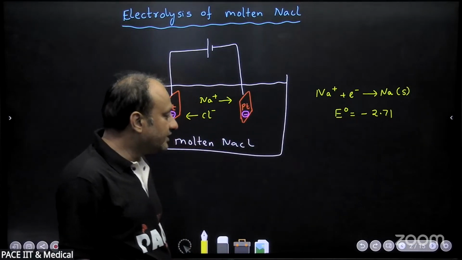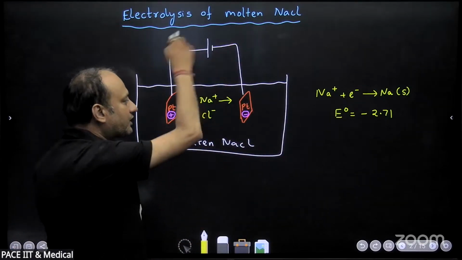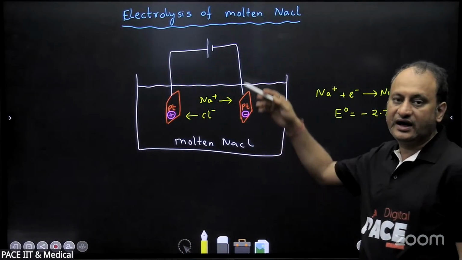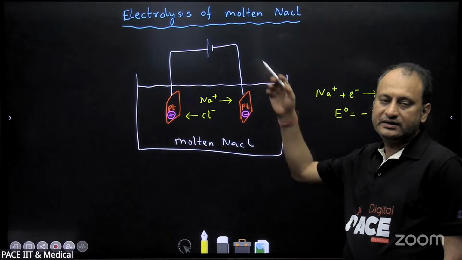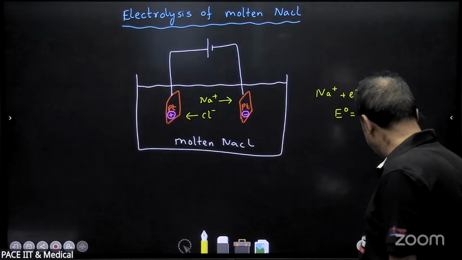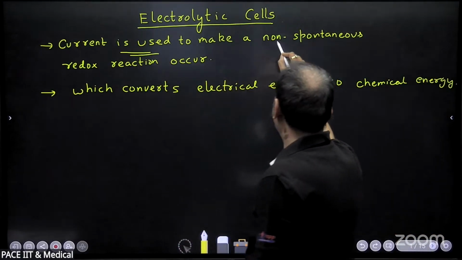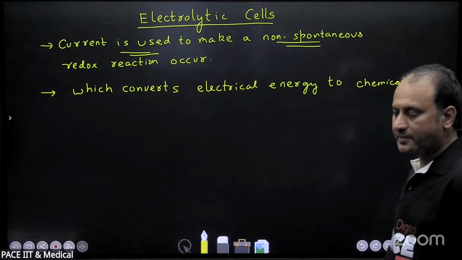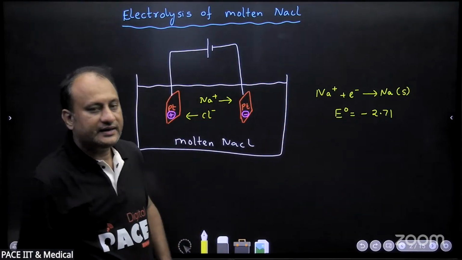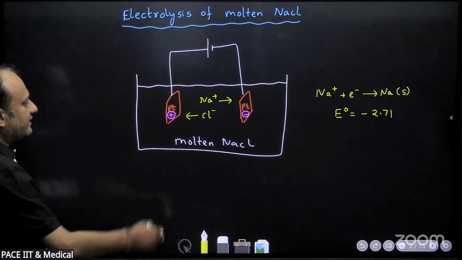But still, why will it occur? It will occur due to the battery. The battery is trying to flow current in this way. So this reaction will only occur if the voltage of the battery exceeds this value. This is what we had written in our first line: current is used to make a non-spontaneous reaction happen. So here we are using a battery whose voltage is greater than the non-spontaneity.